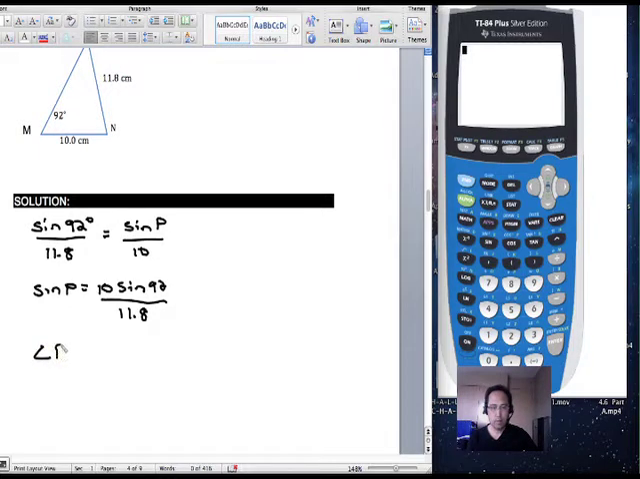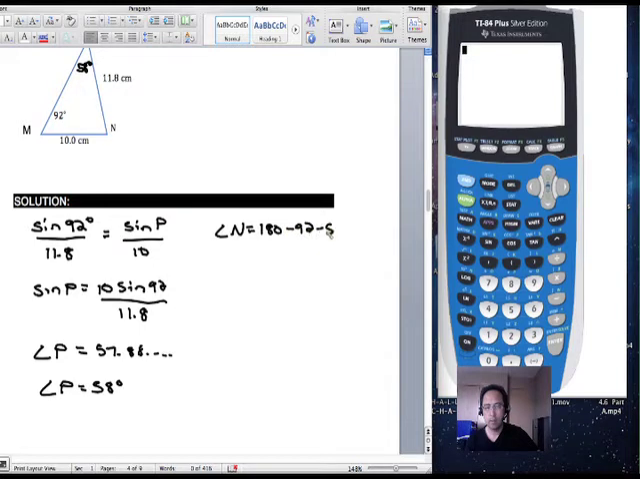And then we have angle P, once we pop that into the calculator, being 57.88. So we could round this off to angle P being equal to 58 degrees. Okay, so this is 58. I know that my third angle, which we'll call angle N, is going to be equal to 180 minus 92 minus 58, and that's going to give us 30 degrees. So there's our answer. Angle N is 30 degrees.